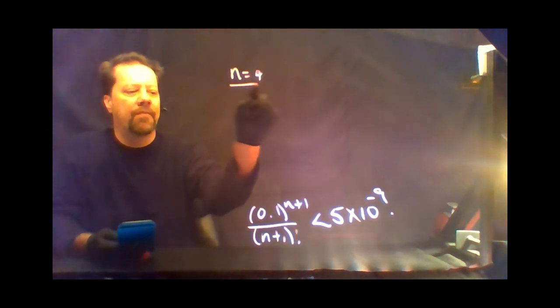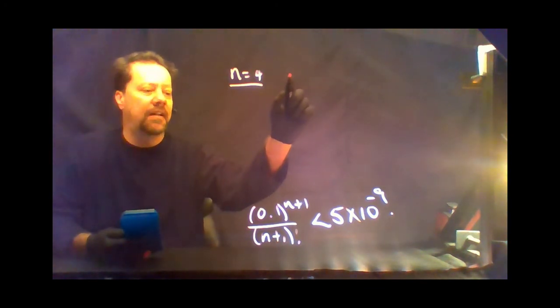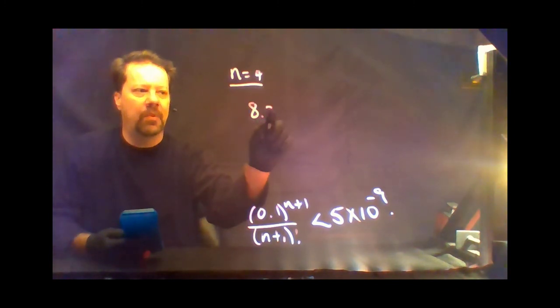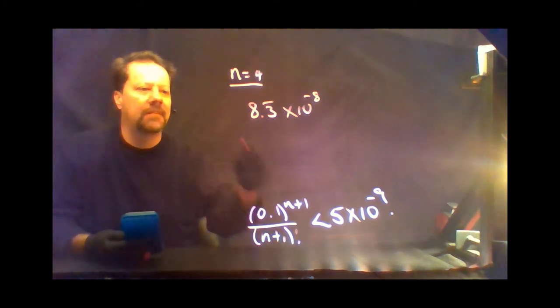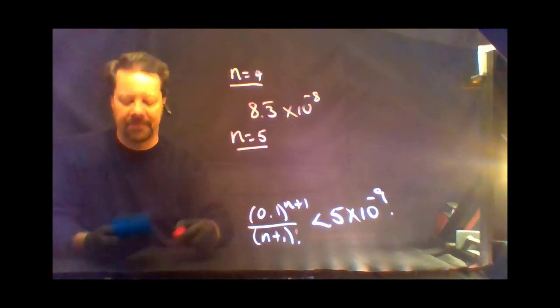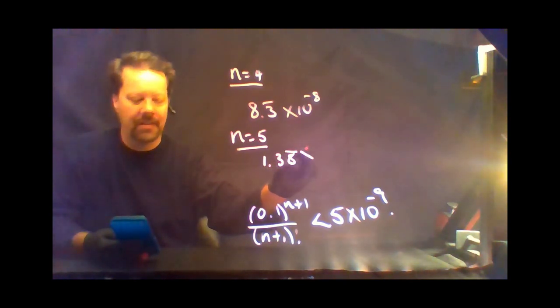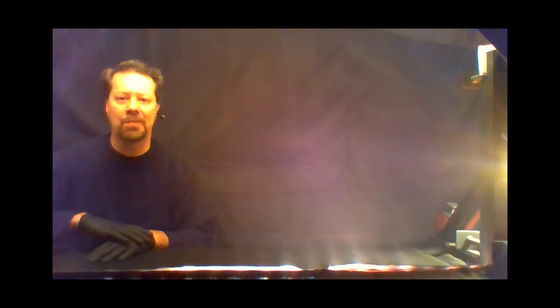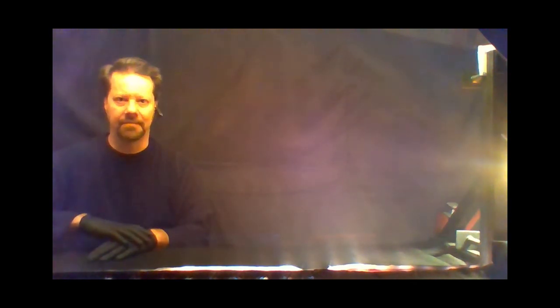With n equals 4, I get the left-hand side 8.3 times 10 to the negative 8, which didn't quite do it. Let's try n equals 5. 5 plus 1 is 6, remember. Here I'm getting 1.388 and so on times 10 to the negative 9. As you can see, we can use these Taylor polynomials to approximate differentiable functions, functions with high levels of derivative on an interval, to whatever accuracy that we need.